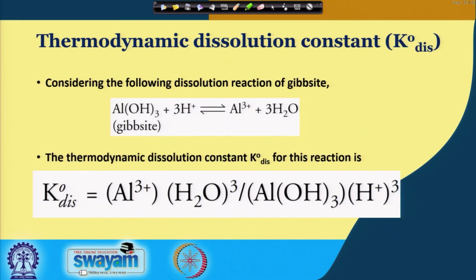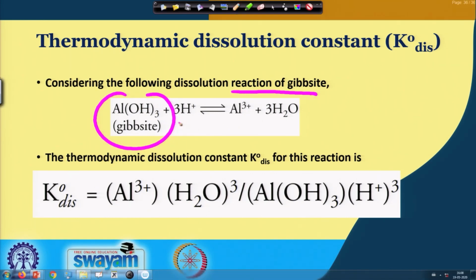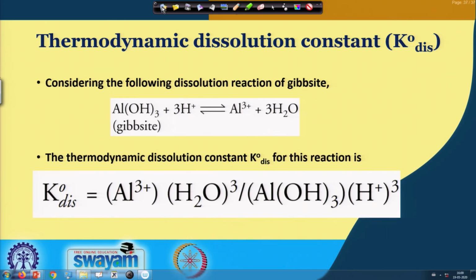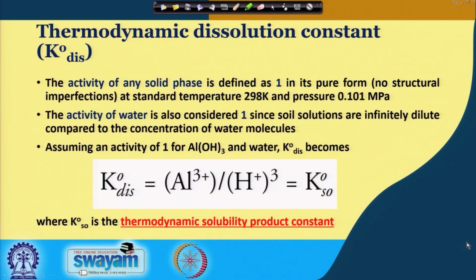Now, what is the thermodynamic dissolution constant? Considering the following dissolution reaction of gibbsite, so this is gibbsite, when it is reacting with the proton in an acidic environment, it forms aluminum as well as water. So, the thermodynamic dissolution constant, which is K0Ds, from this reaction can be expressed in terms of this. Okay, so this is called the thermodynamic dissolution constant.